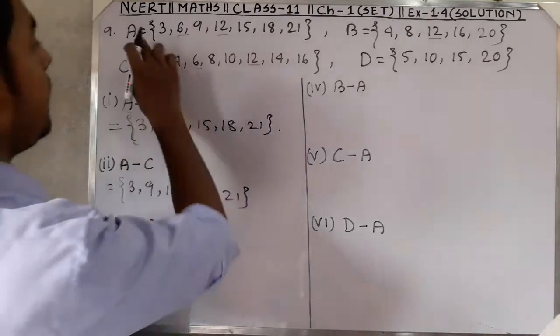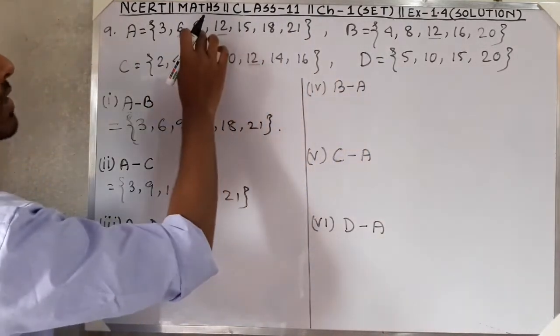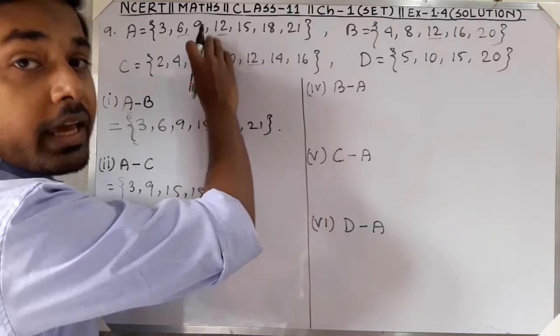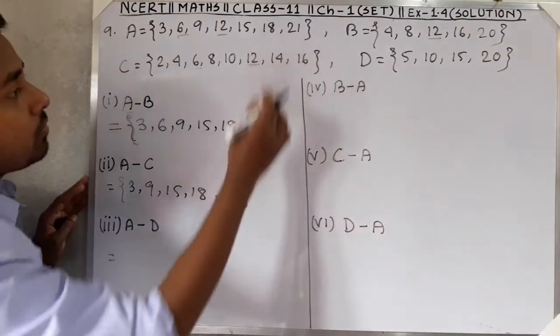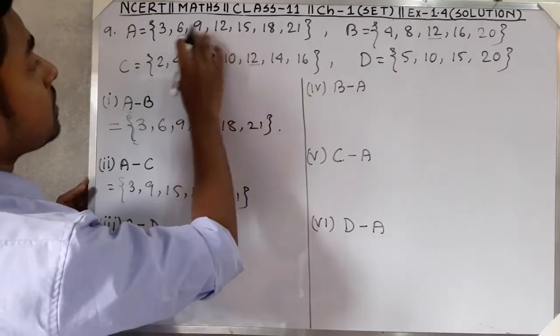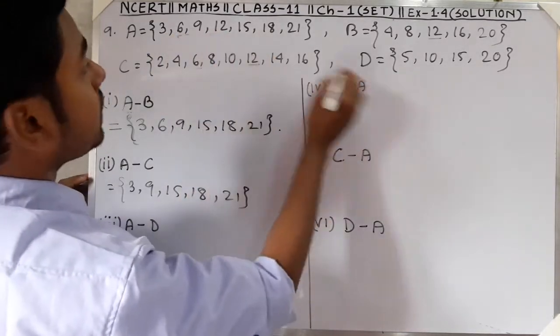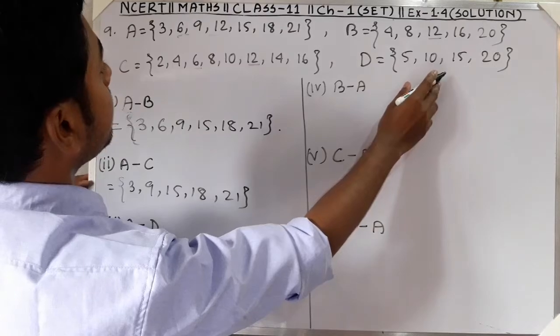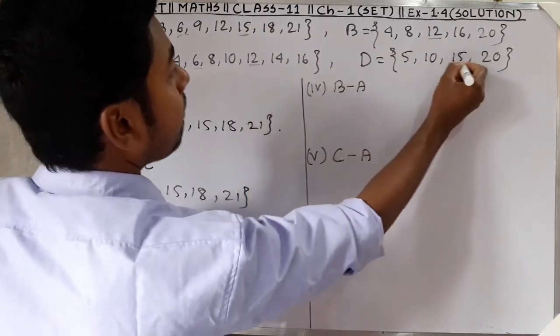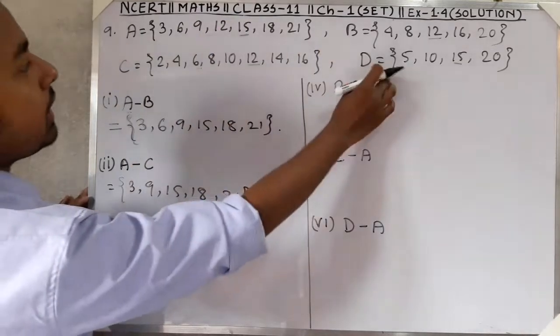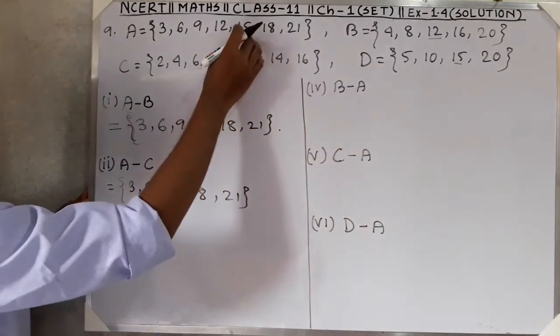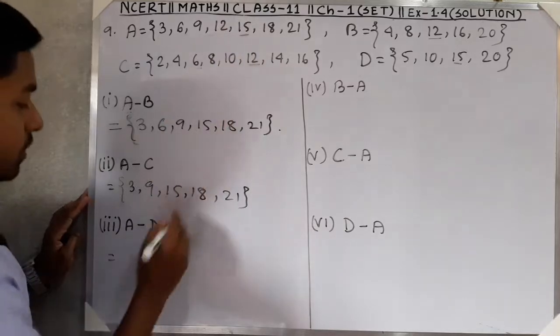A minus D. A minus D, that means all the elements of A except the common elements of A and D only. So what are the common elements of A and D? 5 no, 10 no, 15 yeah, 15, and 20 no. So we have got only one common element between A and D. What is it? 15. So except 15, we have to take all the elements here.